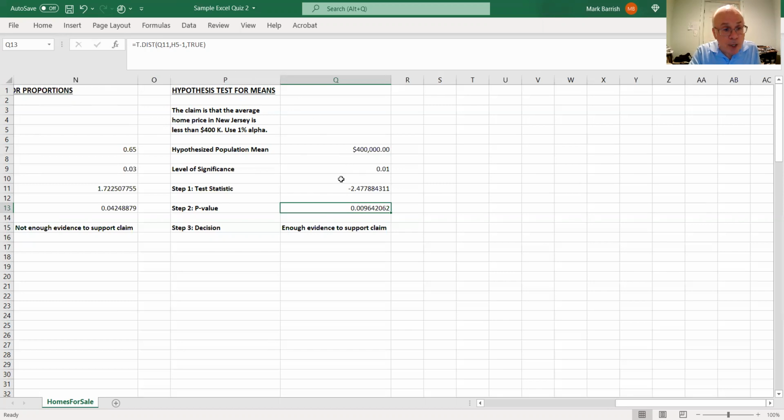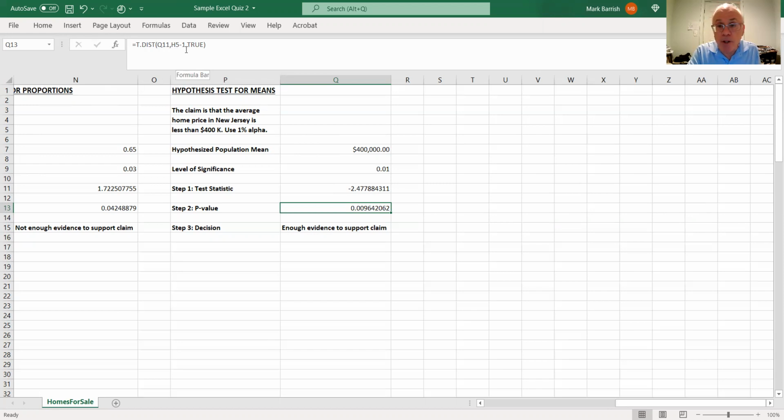Well, the area is going to be, first of all, Q11, area to the left. Q11 is the test statistic. That's what we're going to put in as the first thing here, because we are finding the area to the left. That's what we're finding with TDIST. So the test statistic comes first. That's in Q11, that's the negative 2.4778, comma, degrees of freedom. Once again, sample size is in H5 minus 1.